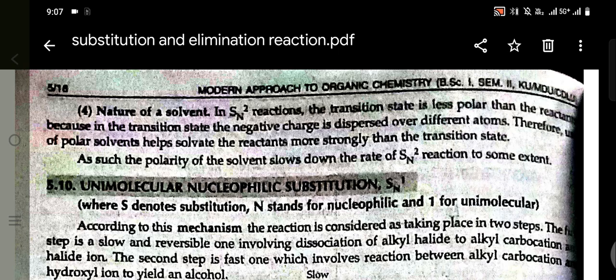In an SN2 reaction, the transition state is less polar than the reactants because in the transition state, a negative charge is dispersed over different atoms. Therefore, use of polar solvents helps to solvate the reactants more strongly than the transition state. As such, the polarity of solvents slows down the rate of SN2 reaction to some extent.